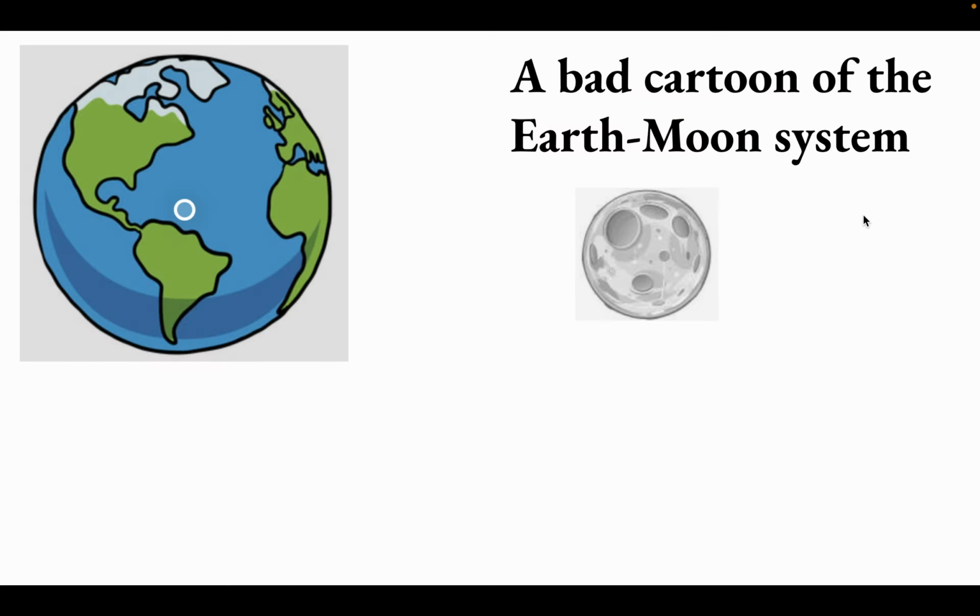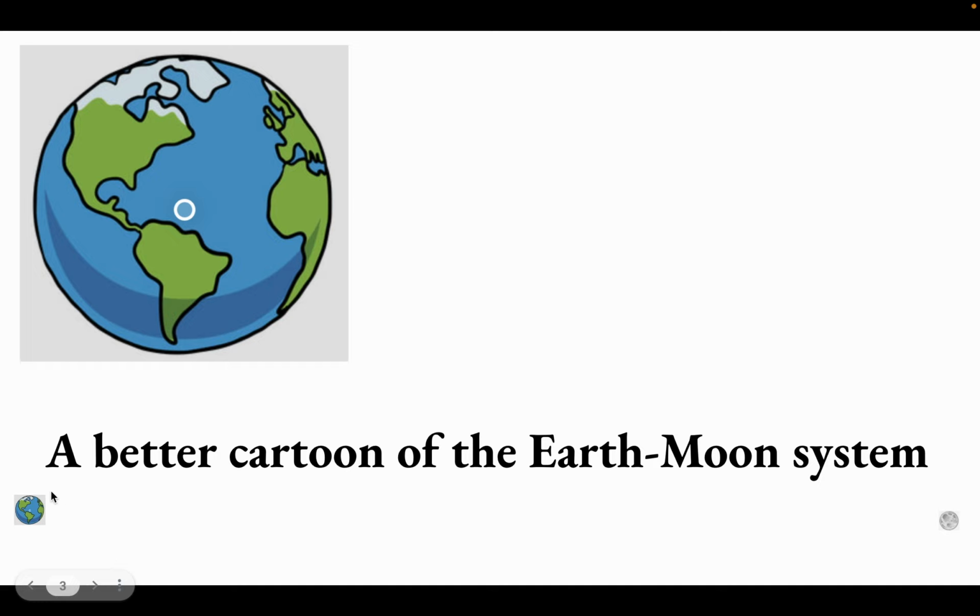Let's look at a concrete example of a functional relationship from physics. So here's a really bad cartoon of the Earth-Moon system, and what makes it bad is the moon is, well, too close to the Earth for how big it is represented here. Here's a better cartoon of the Earth-Moon system with the Earth here and the moon way over there. This is a much better picture of what's actually going on.